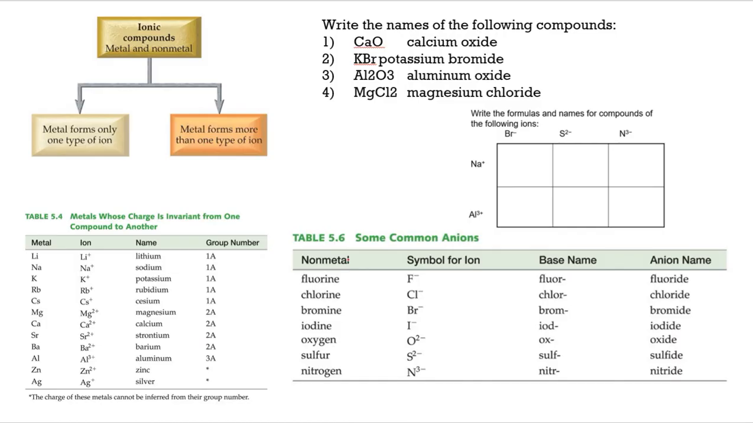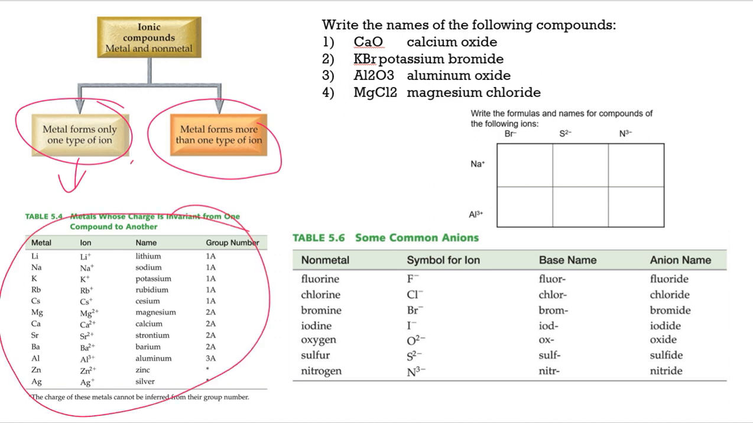In the ionic compounds, you always put first the metal and then the non-metal. But we can have, in the first case, metals that have only one charge, like this one that you have here that belongs to group 1A or 2A, or for example aluminum that is in 3A. Also zinc and silver, which are transition metals, are in this case, because they always work with one charge.